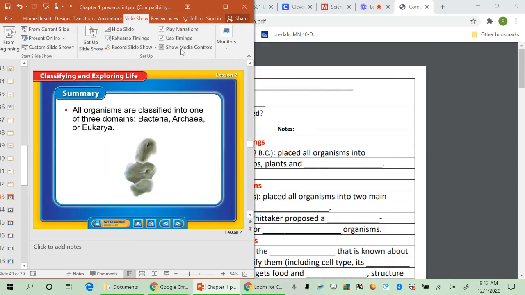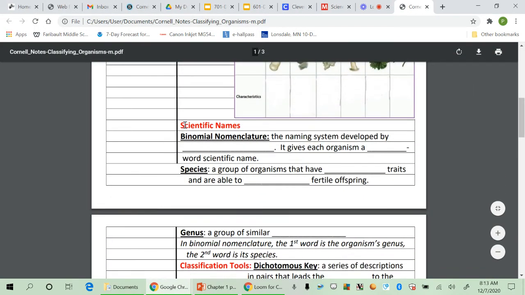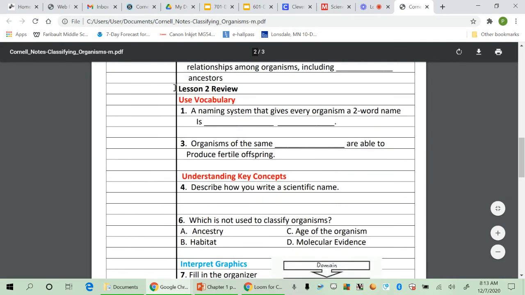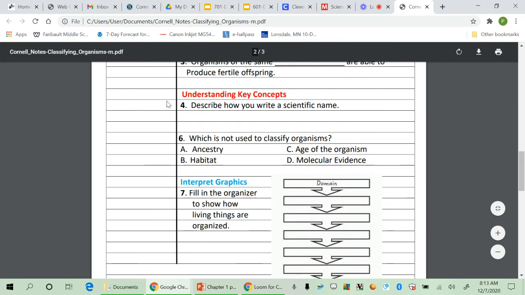If you look at this worksheet, you should have been able to get all these answers out of here until we get to the lesson 2 review part, which is sort of the bottom 2/3 of the second page. The first 2 questions, look at those underlined vocabulary words, okay? These were just definitions put into a sentence form. Number 4, describe how you would write a scientific name. I'm going to give that one to you.